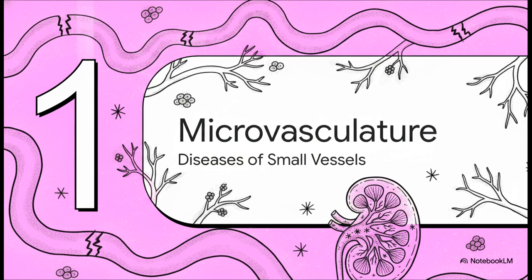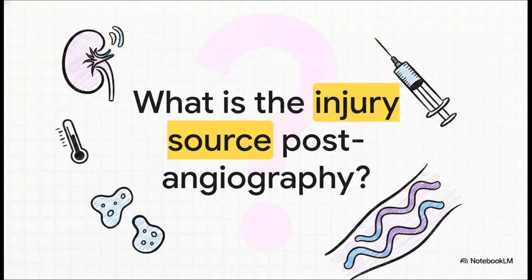We're looking at diseases of large vessels and the microvasculature. Here's your first clinical scenario. We've got a 65-year-old patient, day 3 post-angiography. We're suddenly seeing an acute decline in their GFR. The patient spiked a fever, their labs show eosinophilia, and on physical exam, you notice this mottled, purplish skin discoloration on their legs, classic livedo reticularis. So team, what is the exact source of the injury here? I want you to really think about it for a second and lock in your diagnosis.